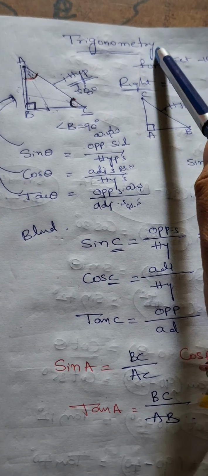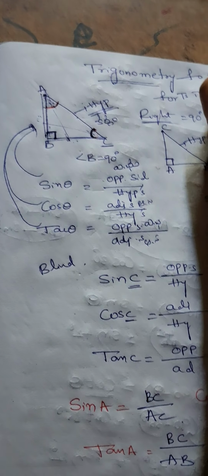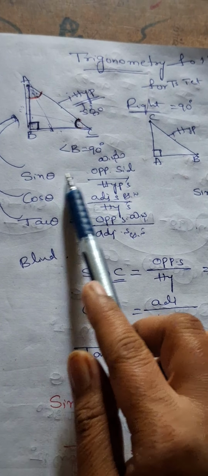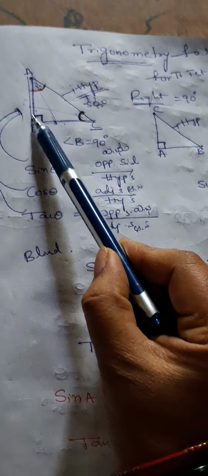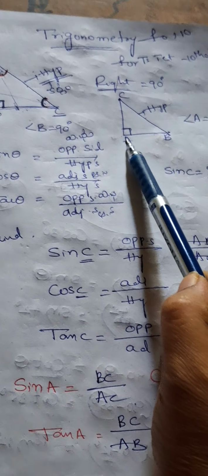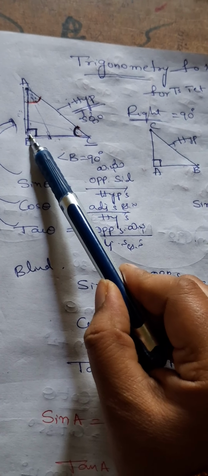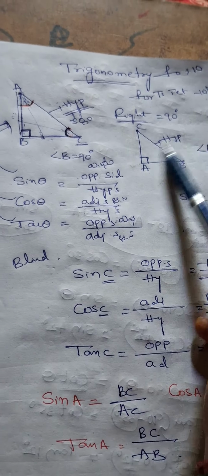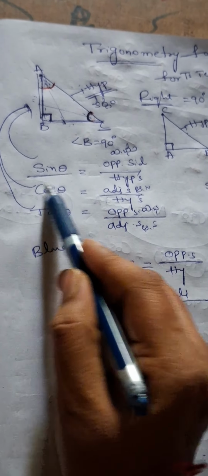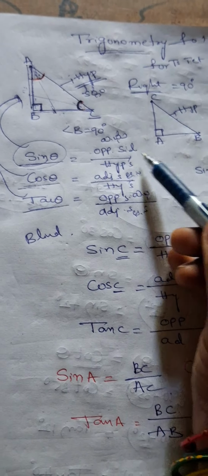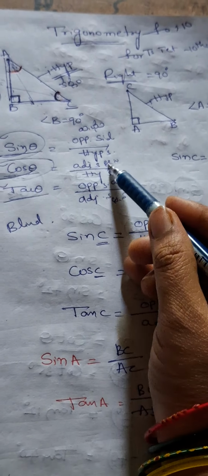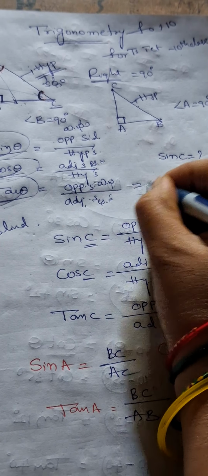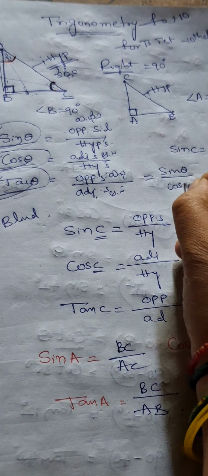Trigonometry. In trigonometry, for TET and for 10th class, it is very important. First, basics. We have to take a right angle triangle. What is a right angle? 90 degrees. So if you keep angle B as 90 degrees, the side exactly opposite the 90 degree angle is the hypotenuse. Now you have to learn the formulas: sin theta, cos theta, tan theta. What is the sin theta formula? Opposite side by hypotenuse. Cos theta is adjacent side by hypotenuse. What is the formula for tan theta? Opposite side by adjacent side, and one more formula is there, sin theta by cos theta.